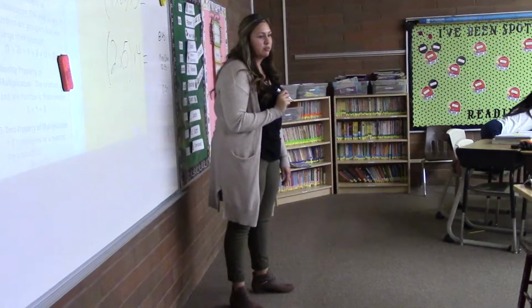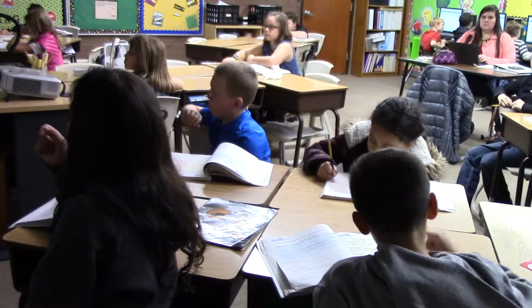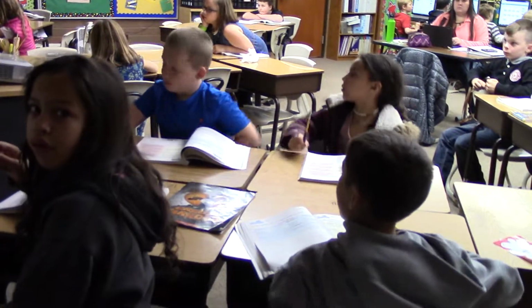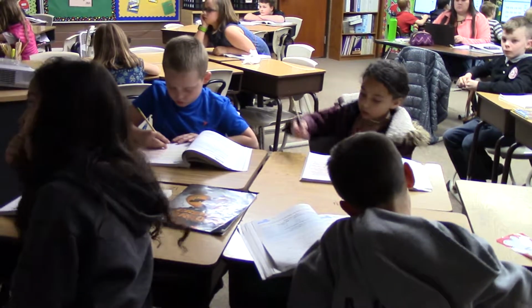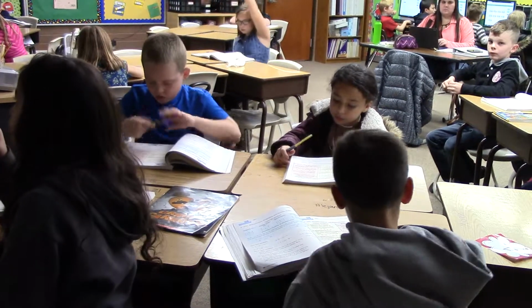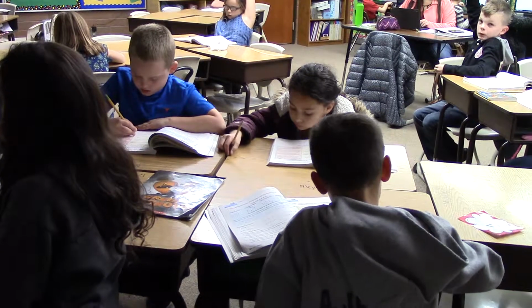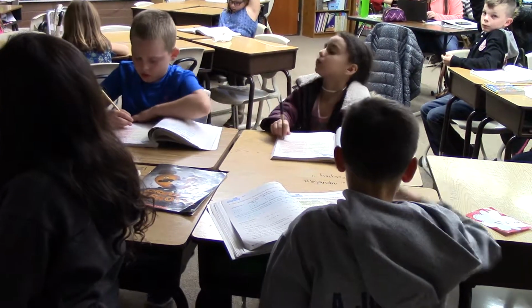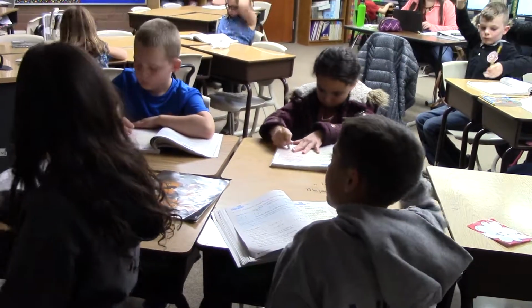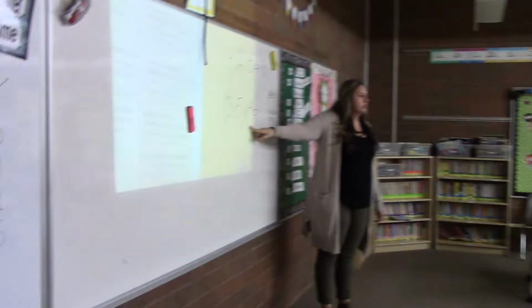Put it in your desk, please. Chasso, what did you guys come up with for the first one? 40. What did you do first? I did the 4 times 2 with parentheses, and then I got 8, and then I multiplied 8 times 5, which equals 40. Perfect.